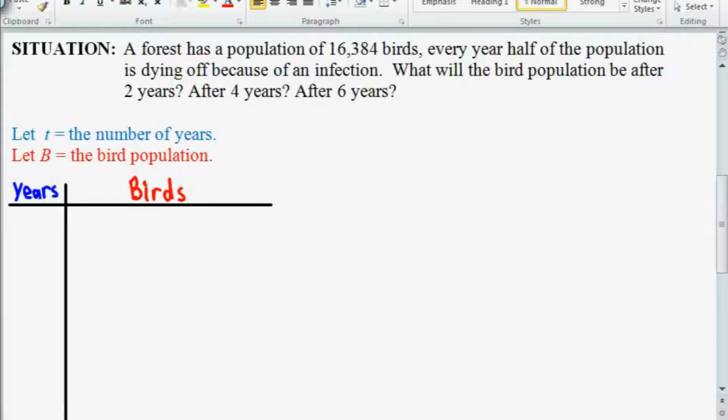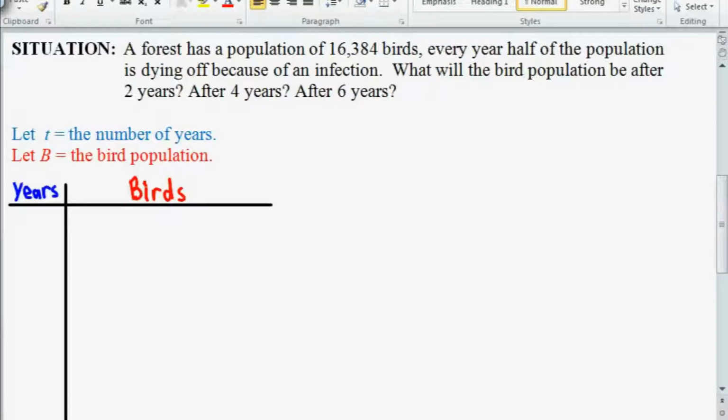In the last lesson that we looked at, we were exploring how exponential equations involve the application of population growth. In that case, we looked at a population of squirrels that was growing over time. In today's lesson, we're going to be looking at what we like to consider exponential decay, where we look at a population that shrinks over time. In this case, we've set up the situation where we have a forest population of approximately 16,384 birds. Every year, half of the population is dying off because of an infection.